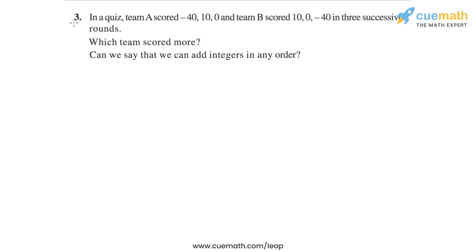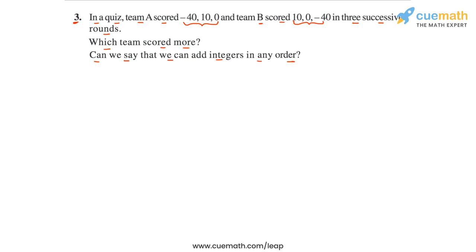The problem statement in question 3 says, in a quiz, team A scored minus 40, 10, 0 and team B scored 10, 0, minus 40 in 3 successive rounds. Which team scored more? That's one question. And the other question is, can we say that we can add integers in any order? So this is a straightforward question based on the addition of integers.